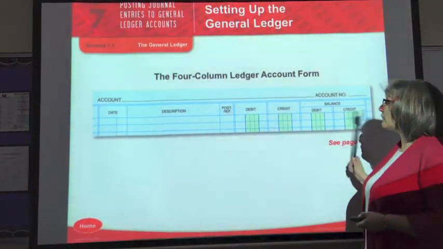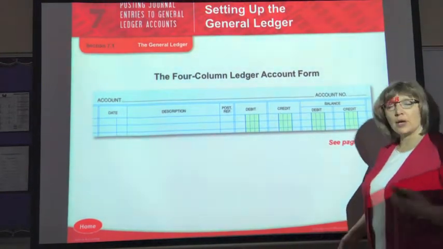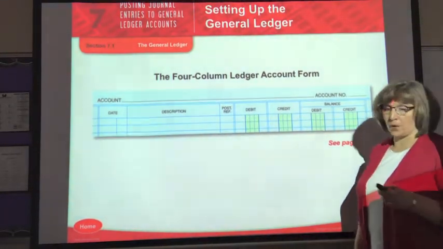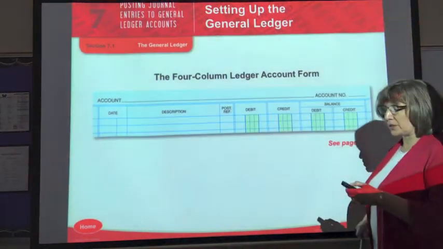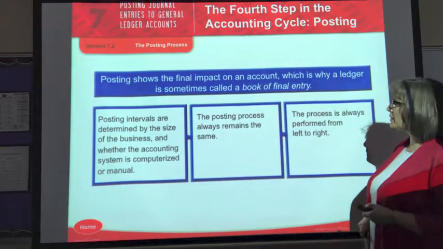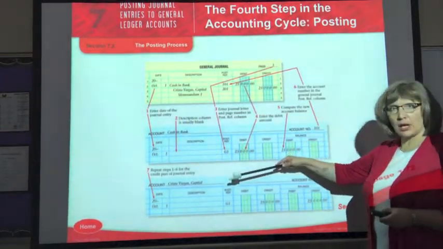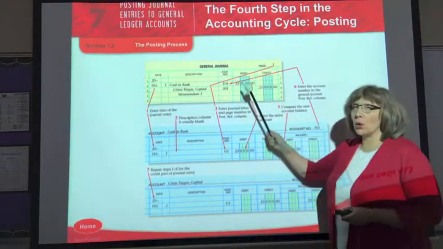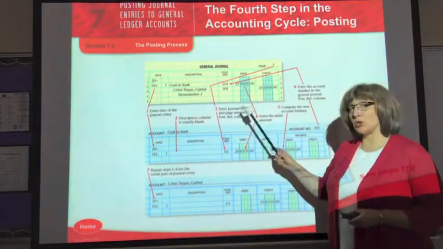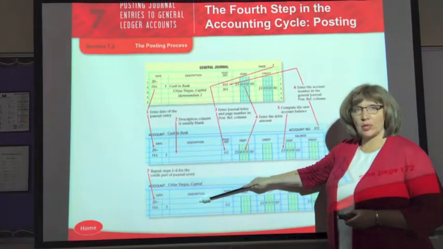We have 1, 2, 3, 4 of them on this particular form. Later on, we're going to be working with a 6-column form, and that just means that we have 6 places to write dollar amounts. I'm going to go past this again, and let's take a look at the process you would follow to record a transaction, or post a transaction, from the general journal to the individual accounts.